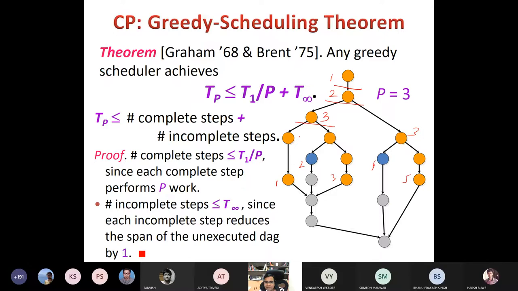Okay. Are you able to see this thing? Yes. So these are the radius axis.